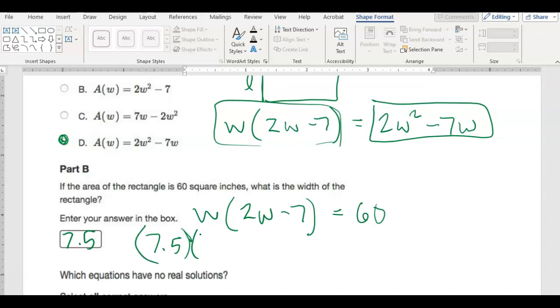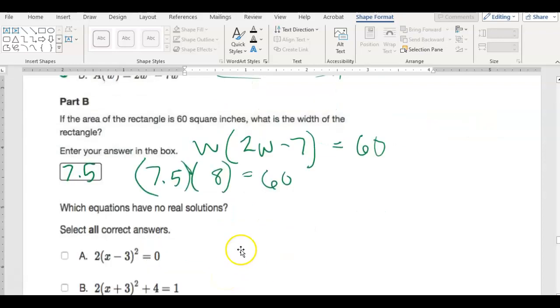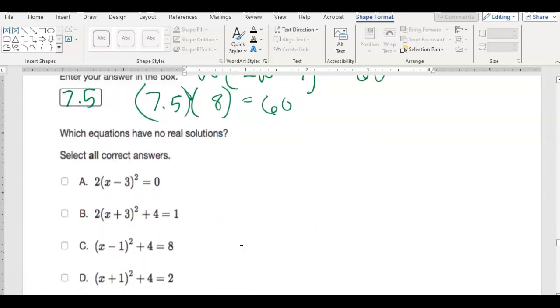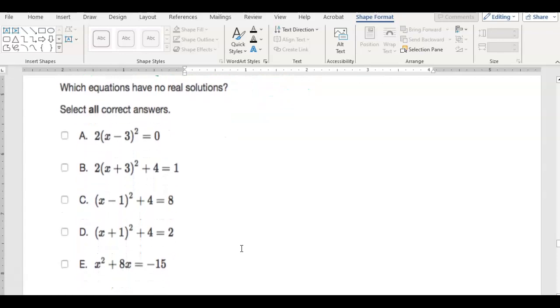times 2 times 7.5, and 2 times 7.5 is going to be 15. 15 minus 7 is going to be 8. And so then if you do 8 times 7.5, you will in fact get 60. Okay? All right. It says, which equations have no real solutions? And select all correct answers.